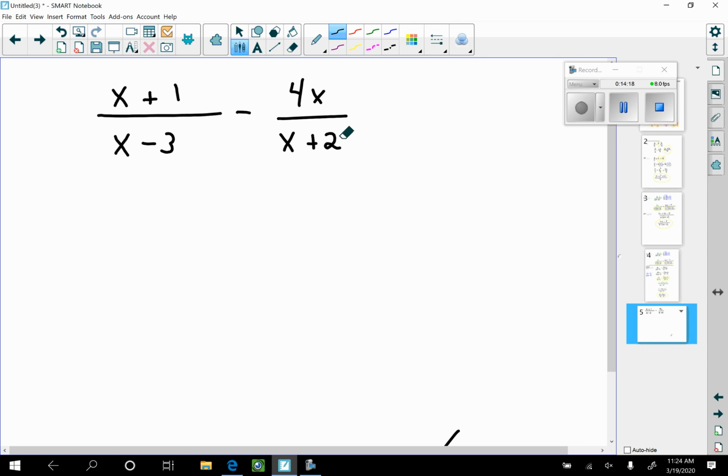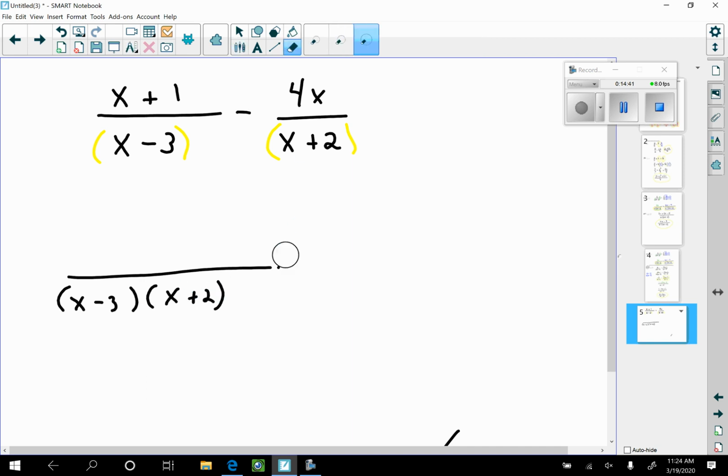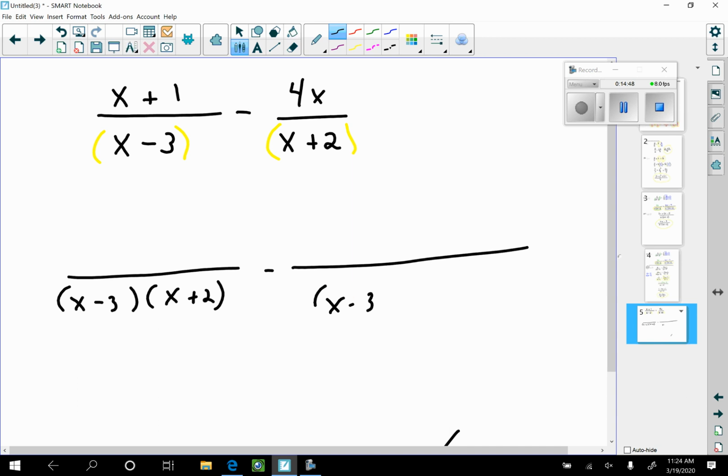I need the common denominator for me to subtract those fractions. What's the common denominator? Well, I'm going to tell you. The common denominator is going to be the multiple of those two things. And we're just going to write it this way. x minus 3 times x plus 2. Give me a little room here. Alrighty. Minus x minus 3 over x plus 2.